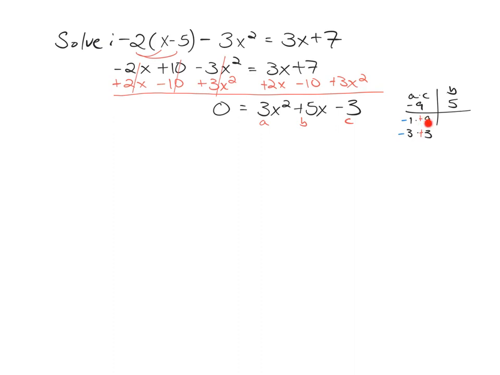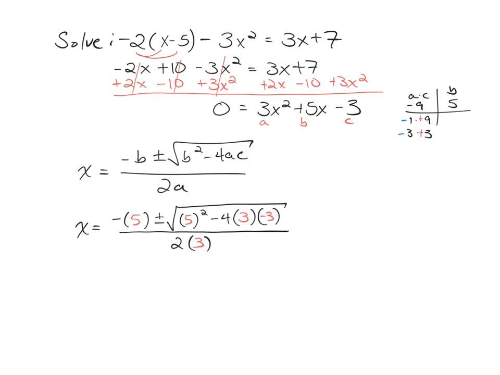Let's see, 9 minus 1 is 8, we're trying to get 5. 3 minus 3 is 0, we're trying to get 5. So it does not factor. Let's use the quadratic formula. So here is the quadratic formula. Here's the quadratic formula with all of the numbers filled in.